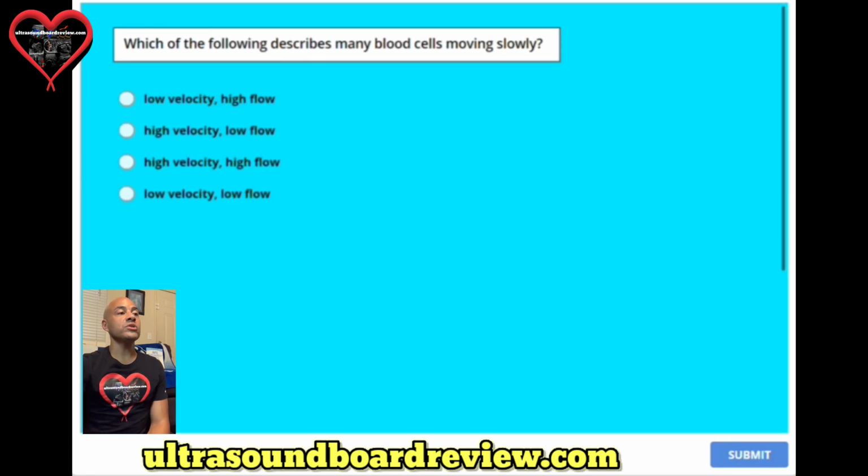Question 71. Which of the following describes many blood cells moving slowly? A, low velocity, high flow. B, high velocity, low flow. C, high velocity, high flow. Or D, low velocity, low flow? The answer is A, low velocity, high flow.